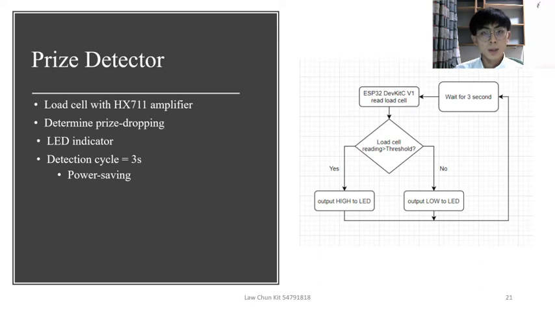The final component, the prize detector, is built using a load cell with the HX711 amplifier, to determine whether the player gets a prize and inform the operator and the player by an LED light. To save power, I programmed the load cell detection cycle to every 3 seconds, so the load cell won't be active all the time.